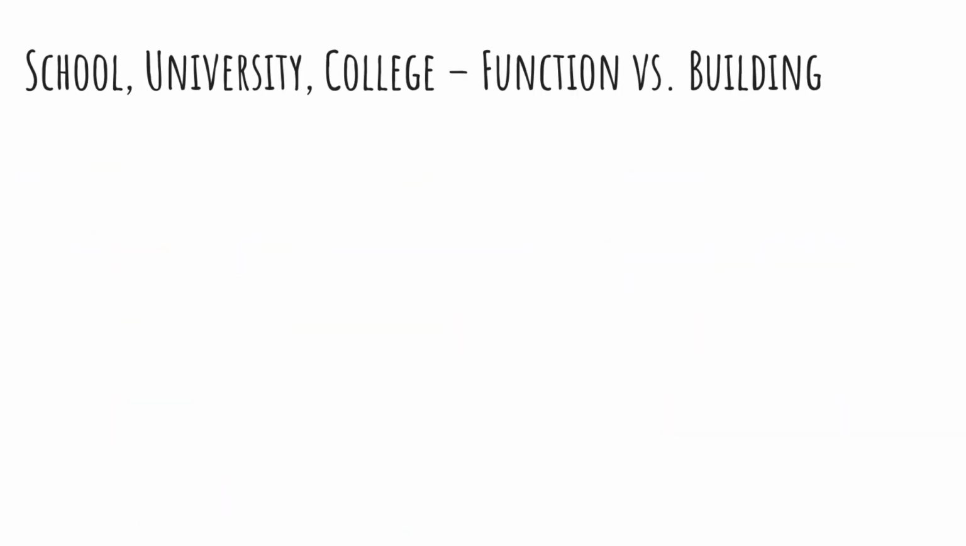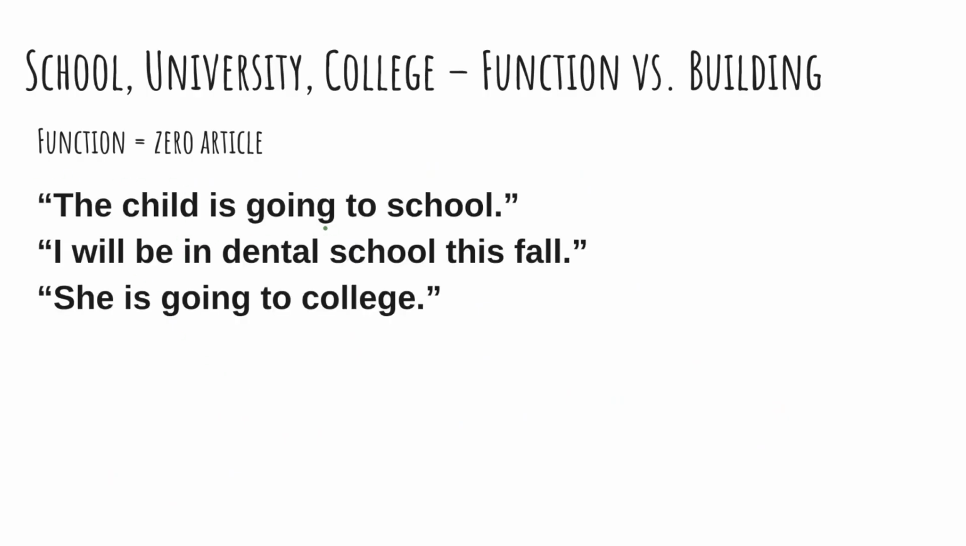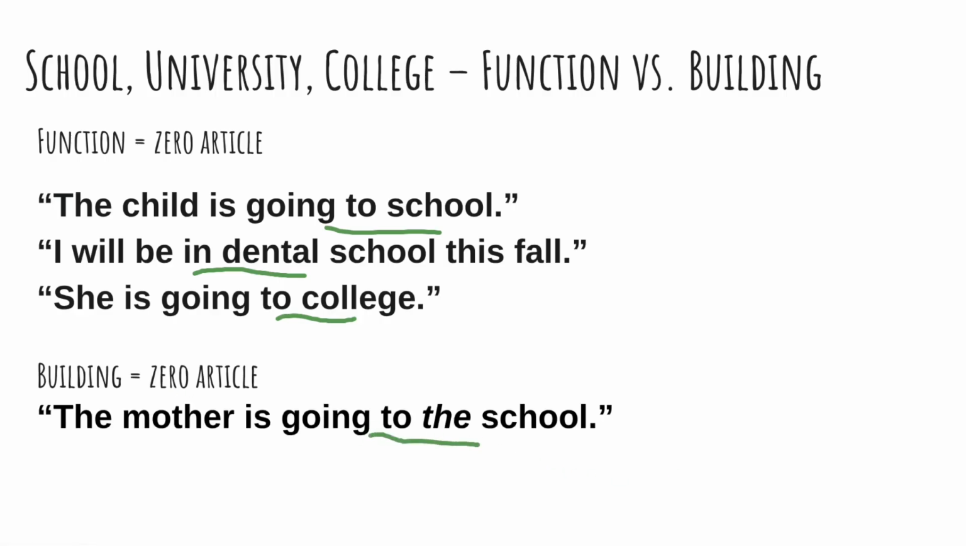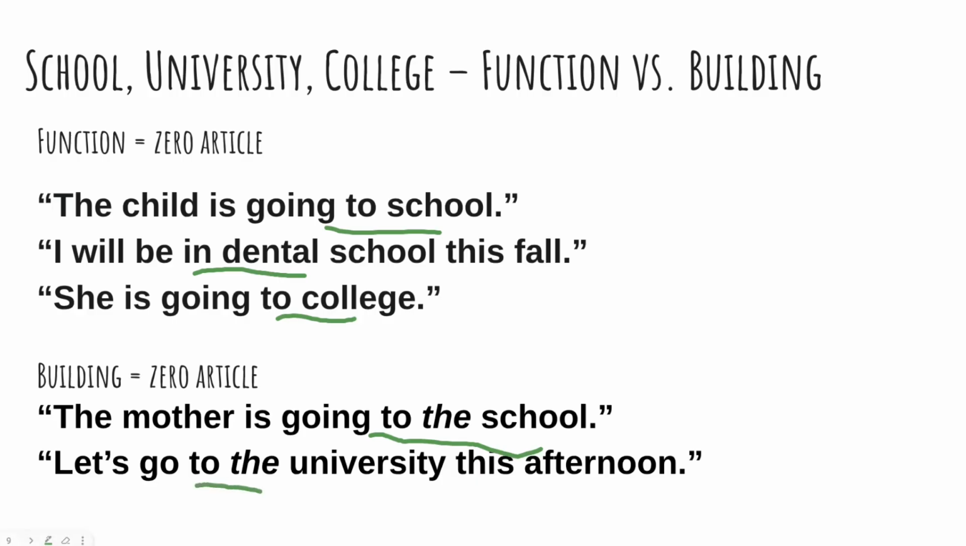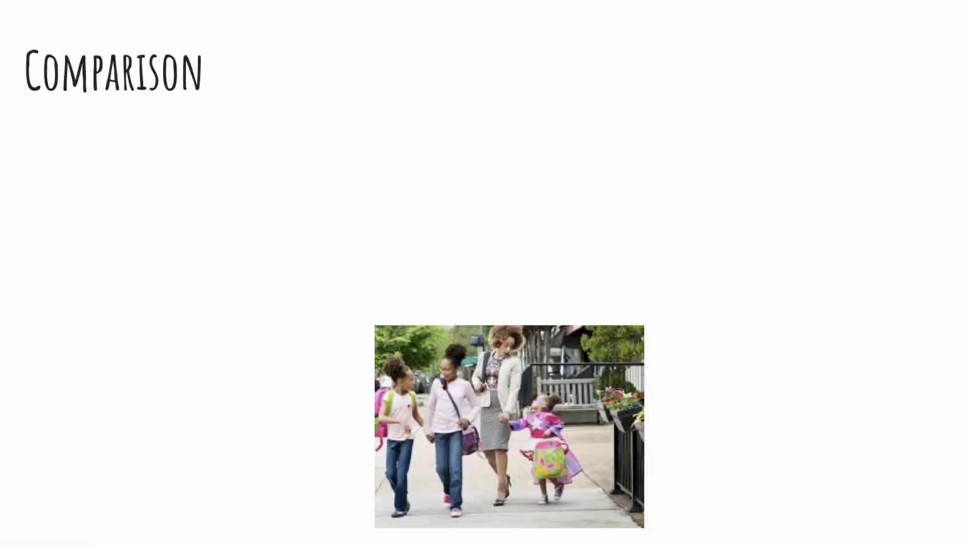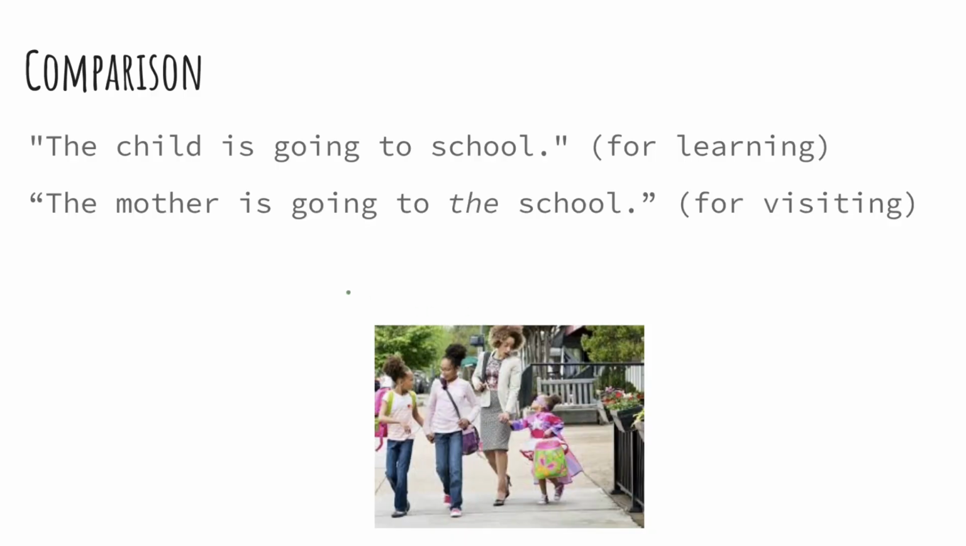Let's look at some key examples to make this distinction clearer. Number 1. School, university, college, function versus building. We say, "The child is going to school." "I will be in dental school this fall." "She is going to college." In these sentences, school and college are about the function, going there to study or receive education. Now, compare that to, "The mother is going to the school." "Let's go to the university this afternoon." Here, the school or the university is a specific location, perhaps for a meeting or event, not for education.